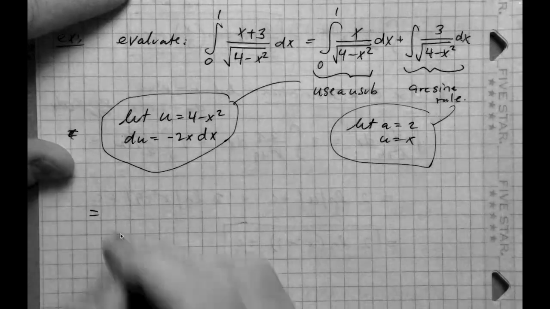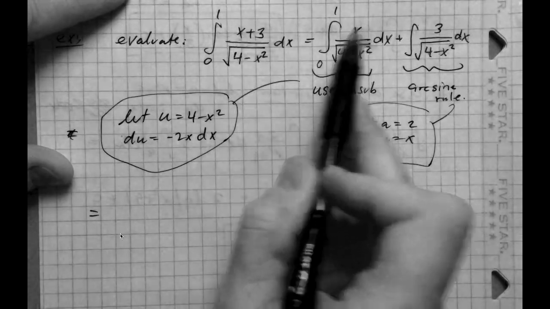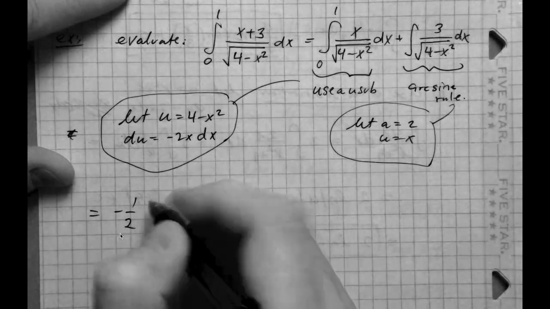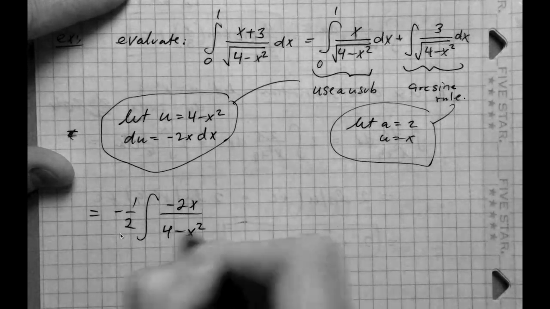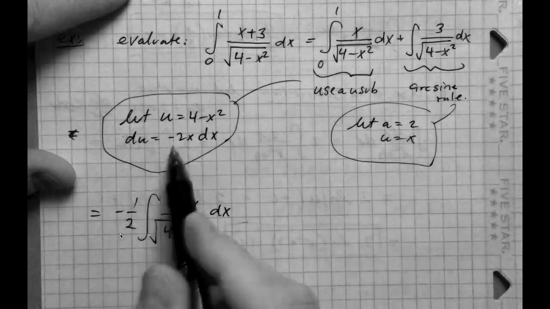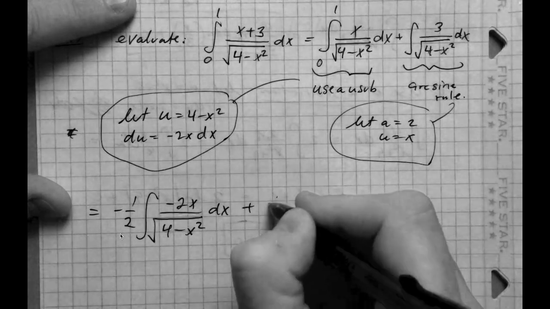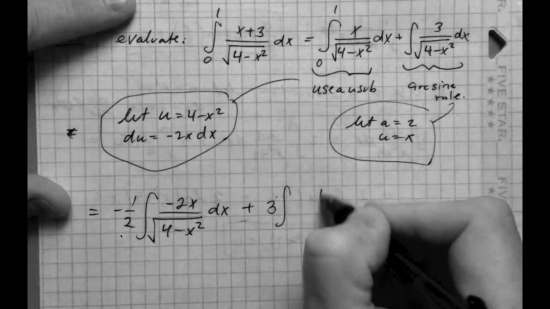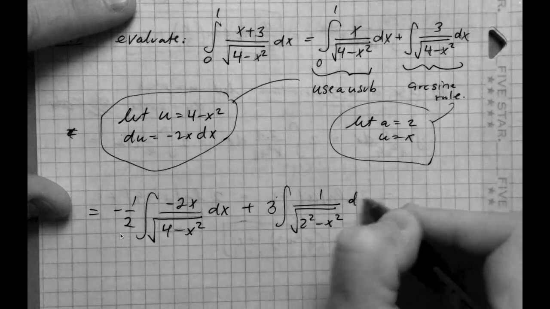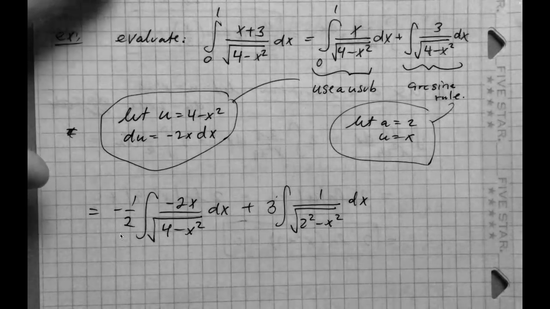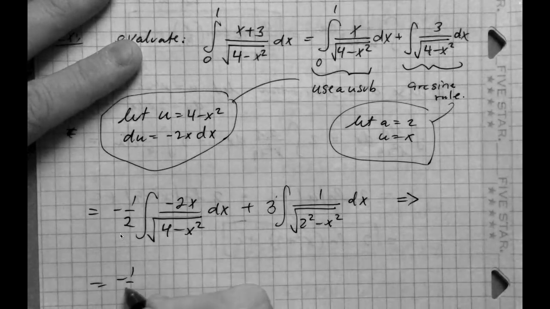Okay, and so we can come in here and write this all out. All right, so for this first one, we need this negative 2 up top. And so we'll divide by negative 2, and we'll rewrite this as negative 2x over the square root of 4 minus x squared dx. And that'll get us the total substitution that we need. And then for this one here, we'll pull the 3 out, and then this is going to be 1 over the square root of 2 squared minus x squared. Okay, and so that perfectly fits the form of the arcsine. All right, and now we can go ahead and make all those substitutions.